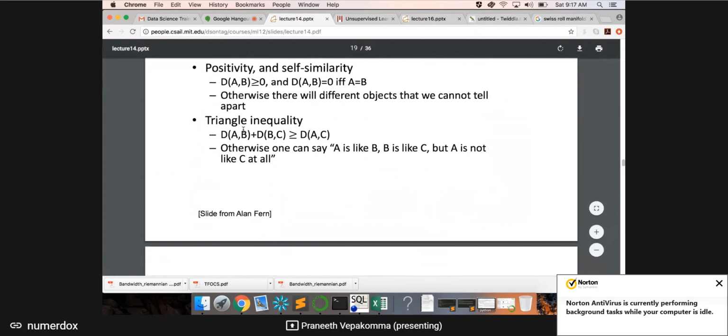Otherwise, if that is not satisfied, you will get irrational inferences as follows. You will say A is like B and B is like C, but A is not like C at all. That is impossible, right? Maybe I look similar to some cousin or brother of mine, and my brother looks similar to some other cousin, but these two do not look similar. How is that possible?